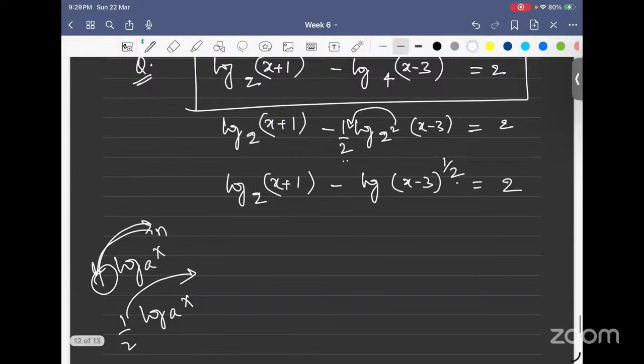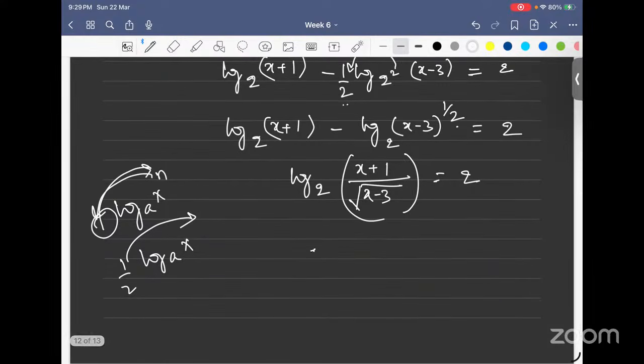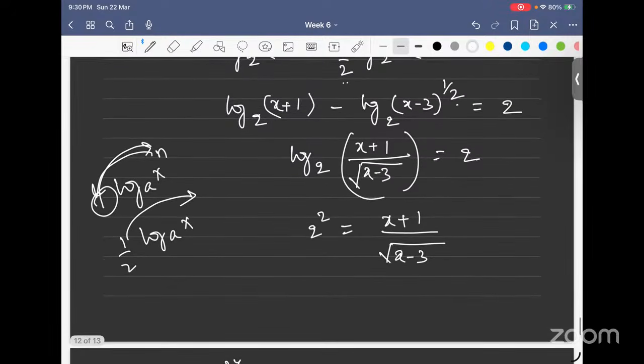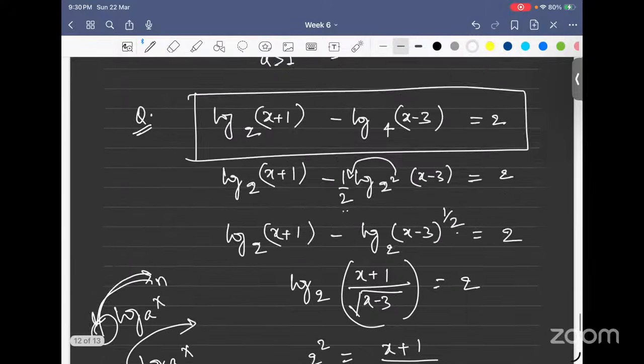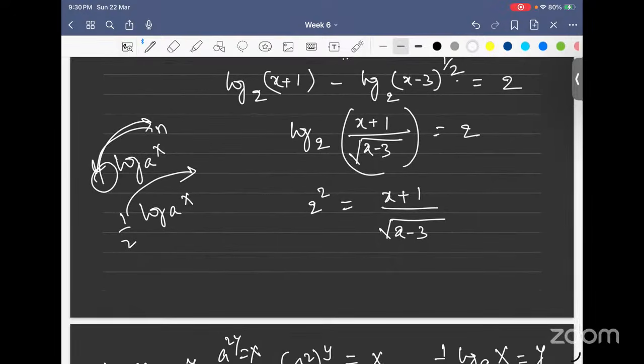Now what is left? Log base 2 of root of (x plus 1)(x minus 3) equals 2. So if you equate it, what will you get? 2 square equals (x plus 1)(x minus 3), right? If you solve this, you'll get it.